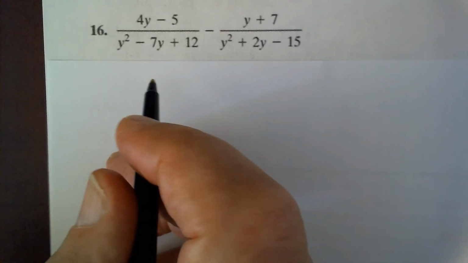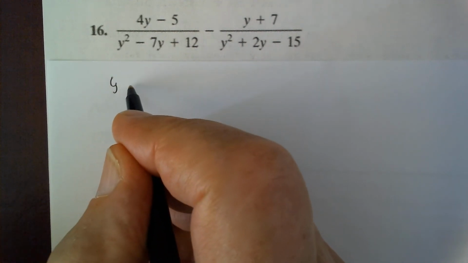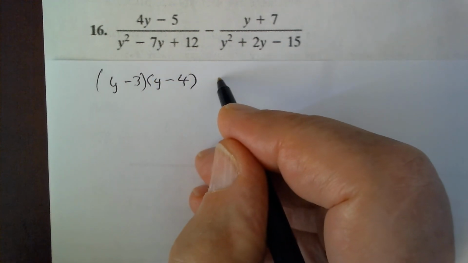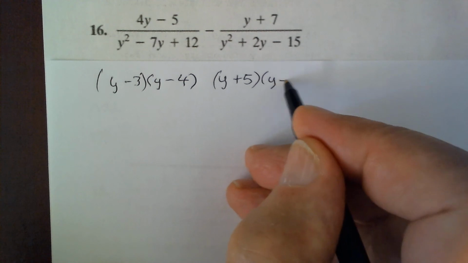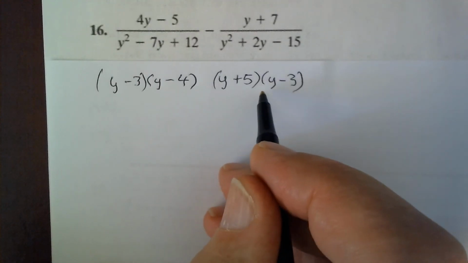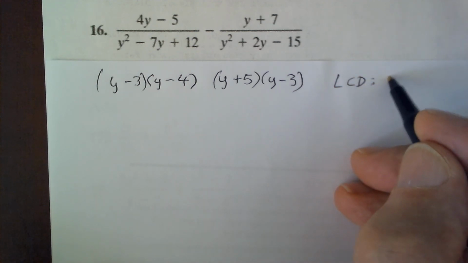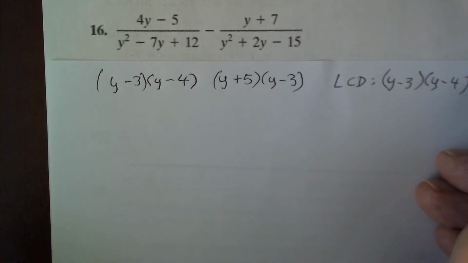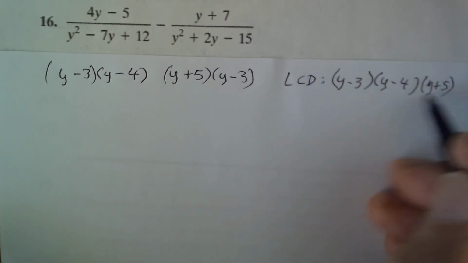So what we need to do, number 16, we need to factor the denominators. And so that means we're factoring the first denominator as y minus 3 times y minus 4, and the second one is y plus 5 times y minus 3. So then our LCD would be y minus 3 times y minus 4 times y plus 5, because we already have a y minus 3 here. So the LCD is y minus 3 times y minus 4 times y plus 5. So that's our LCD.